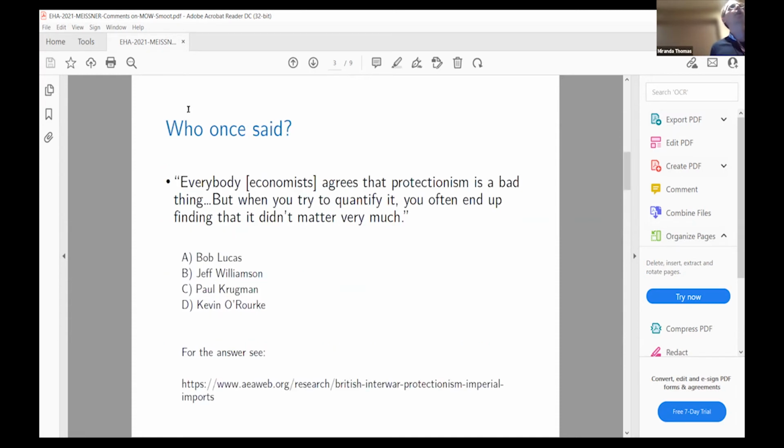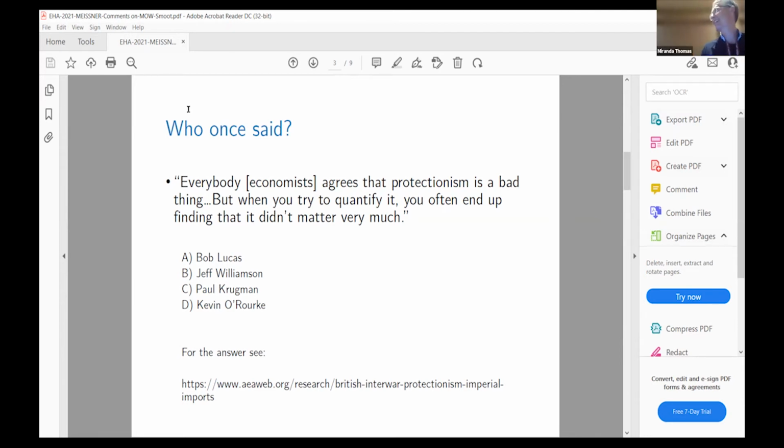Now, I have a quiz for you this morning. The question is, who once said this? "Everybody, economists, agrees that protectionism is a bad thing, but when you try to quantify it, you often end up finding that it didn't matter very much." A, Bob Lucas, because he would say something like that. B, Jeff Williamson. C, Paul Krugman. Or D, Kevin O'Rourke, a co-author on this paper.